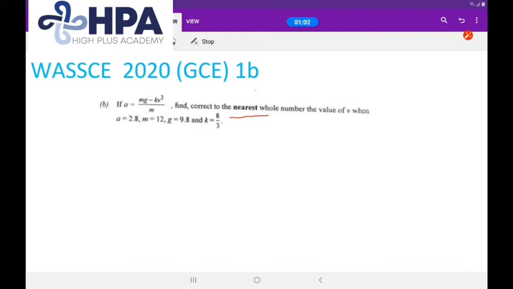Now look at that question. If a equals this, the first thing to do is to make v the subject of formula. And what can we do? We have a equals mg minus kv squared over m. We have solved 1a before, so you can look at our previous videos to get the solution for question 1a.